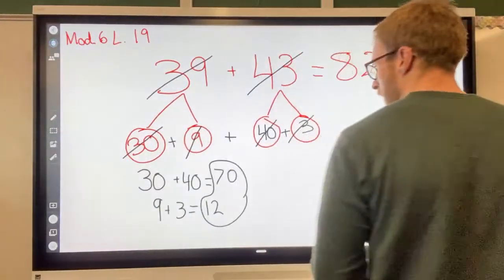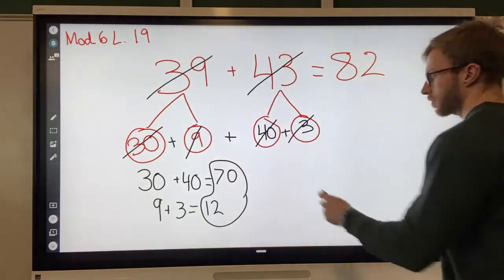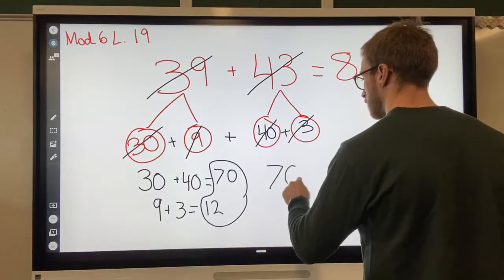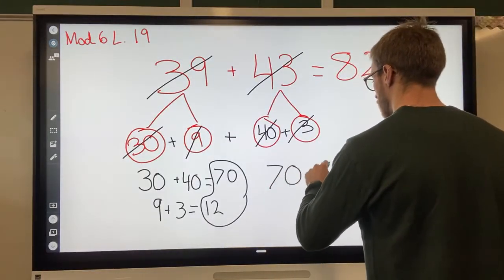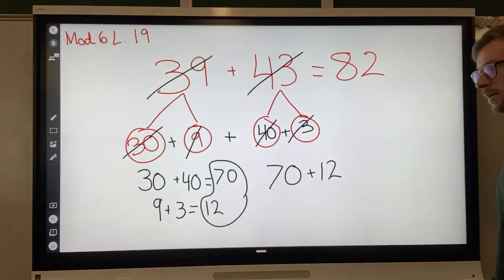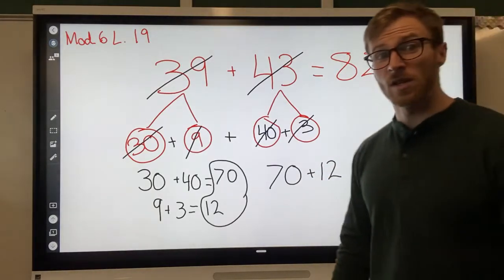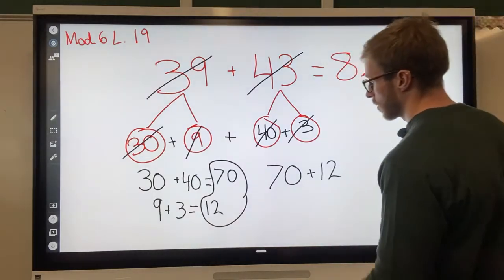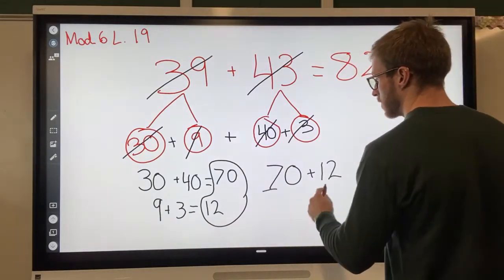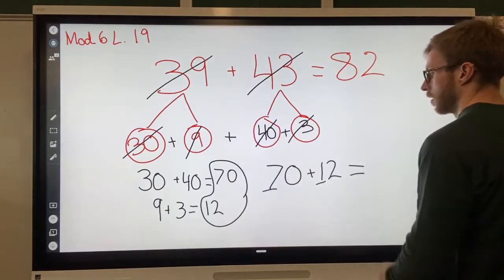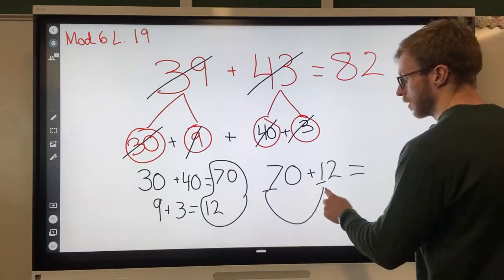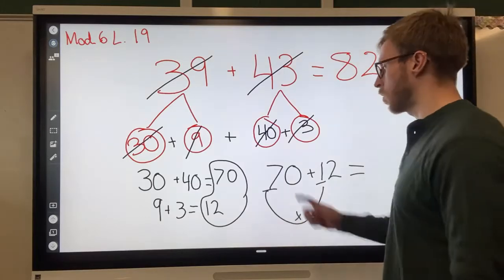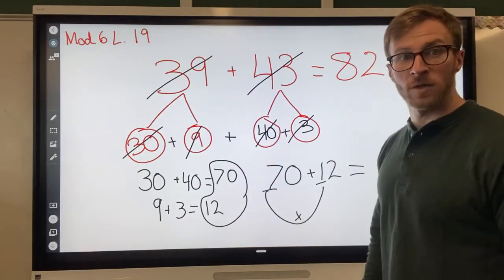I need to add those together now and we'll get our answer. So 70 plus 12. Okay, here we have still a math equation with 2 two-digit numbers. But let's look, we're going to add our tens places together. We're going to do 7 plus 1. What's 7 tens plus 1 ten, or 7 plus 1?